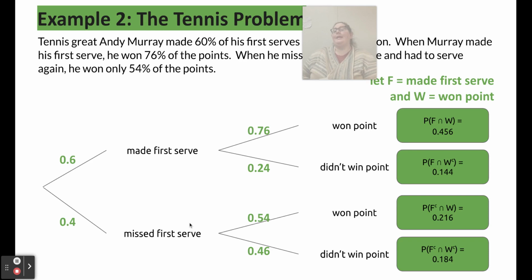0.54 is winning the point given that he missed his first serve. We want the overall total probability of winning. So we have to go to our ands. And because it can happen in two different places, I'm going to add those two things together.